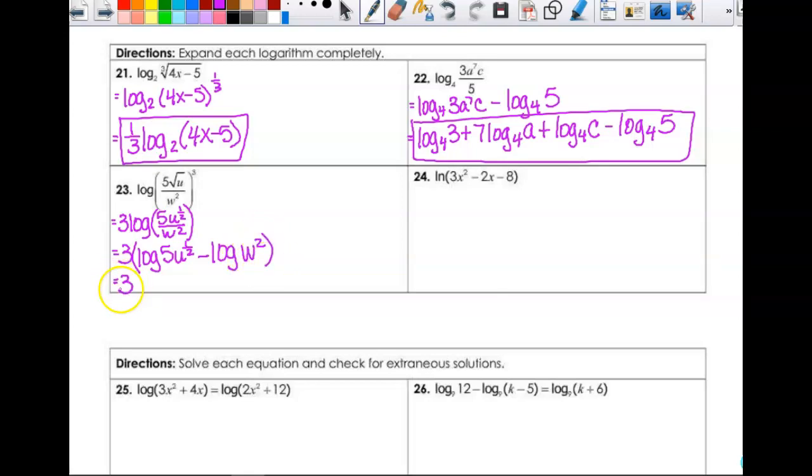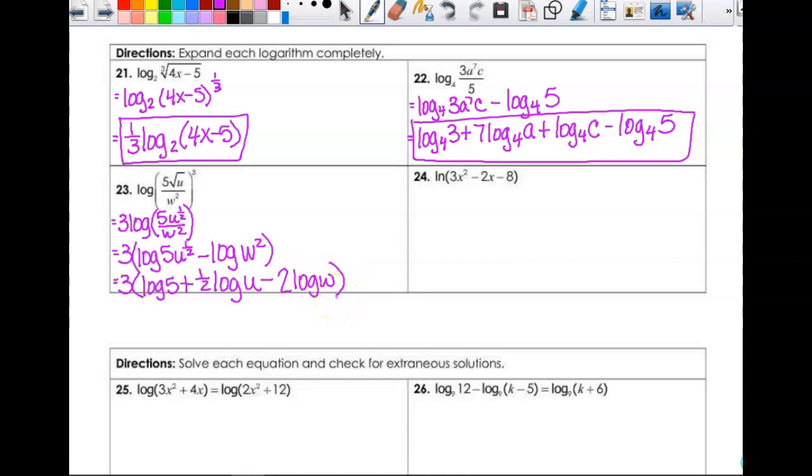Then 3 again, parentheses. I'm going to split this into 2. So this will give me the log of 5 plus log of u to the 1/2. So I'm going to go ahead and bring the 1/2 out. I could have written the 2 out here when I did that part, I just didn't. And then minus, bring that 2 out front, 2 log w.